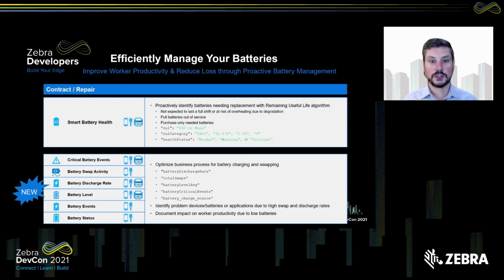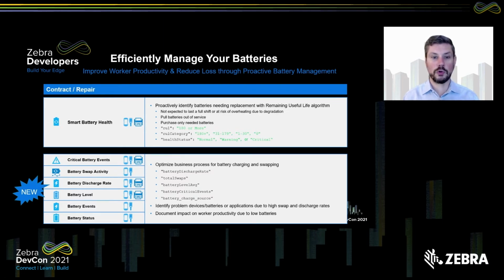Another big piece that we focus on in VisibilityIQ is battery management. Many of our customers greatly struggle with this. How do you know when a battery is no longer going to last a full shift? How can you identify problem batteries when you have thousands of batteries and devices out there? Whether you're a customer that keeps the same battery in a device all the time, or you have a pool and you're swapping those out, there are a lot of different use cases customers have.